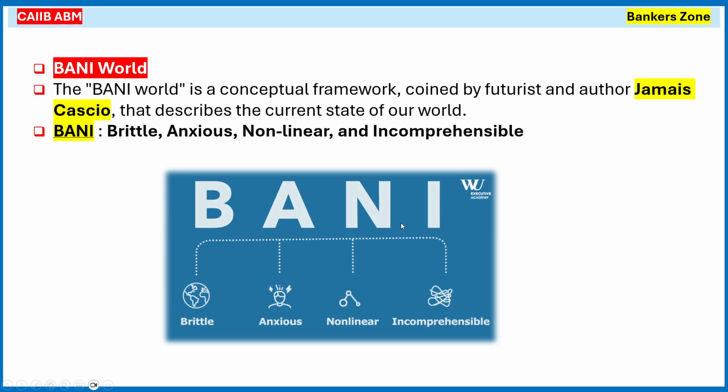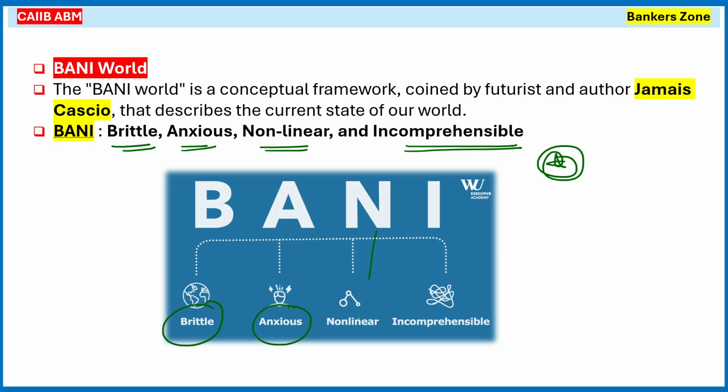Apart from that, the BANI world is there. The BANI world is a conceptual framework coined by the futurist and author James Cascio. Again, who coined the BANI world? James Cascio, describing the current state of our world. BANI stands for brittle, anxious, non-linear, and incomprehensible. This is also important from the exam point of view. Remember: B for brittle, A for anxious, N for non-linear, and I for incomprehensible.